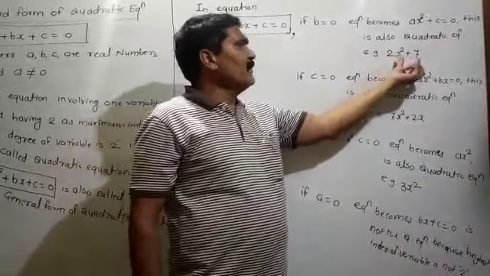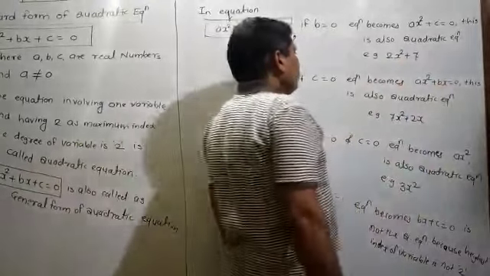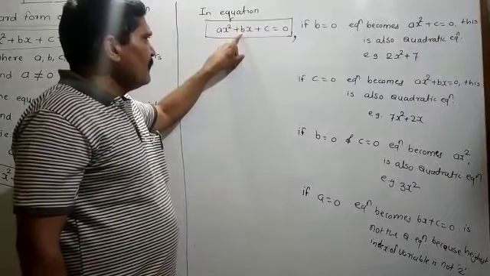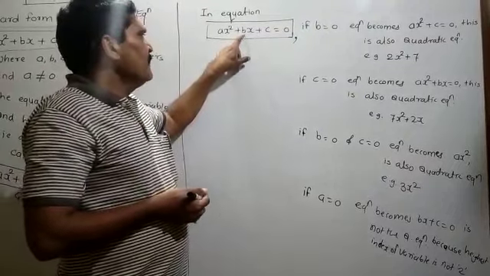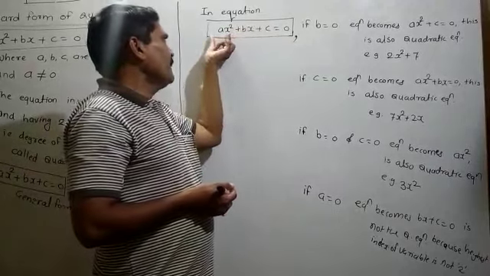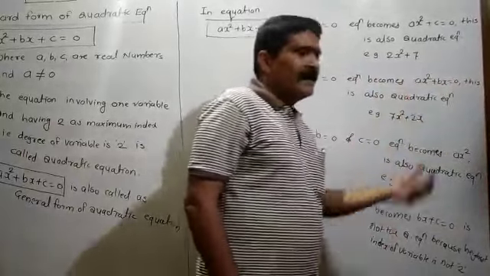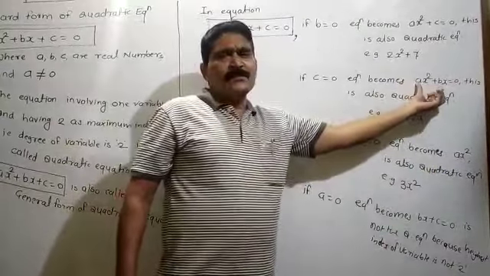For example, 2x square plus 7 is also called a quadratic equation. First we saw that if b is equal to 0, whatever the remaining expression is, it is a quadratic expression. In the same manner, if c is equal to 0, the expression becomes x square plus bx. Then x square plus bx is equal to 0. This is also called a quadratic equation. Here the highest index of the variable is 2. The degree of this expression is also 2. So x square plus bx is equal to 0 is also a quadratic equation.